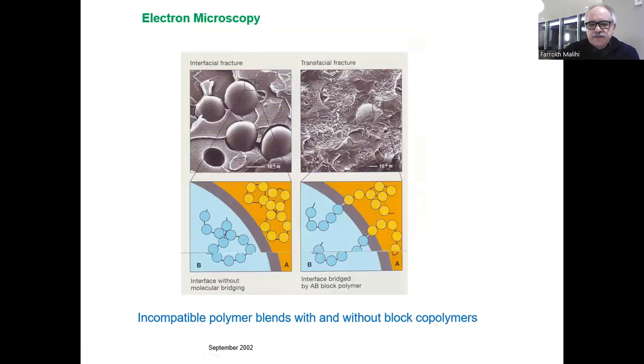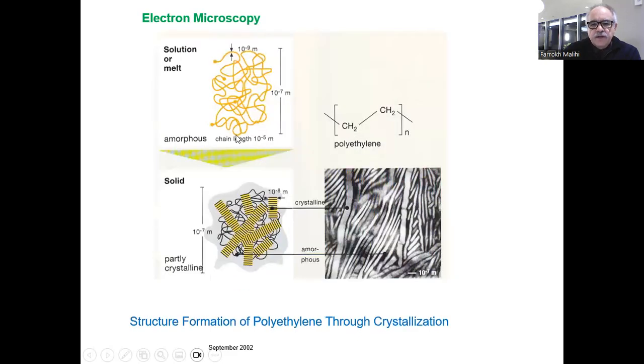Electron microscopy is extensively used when we want to study morphology of polymers. We can look at crystalline structure. Here is an example where incompatible polymer blends with and without a compatibilizing block copolymer is used here. Electron microscopy is also used to look at crystallization. In this particular case, it is looking at polyethylene samples.